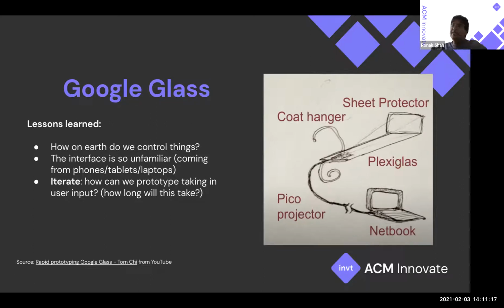So now, based on the last question, I'm going to have another question. How long do you think it took for the Google Glass team to prototype user input? Because now you have this little bit of an overlay. Now they need to get user input with your hands.